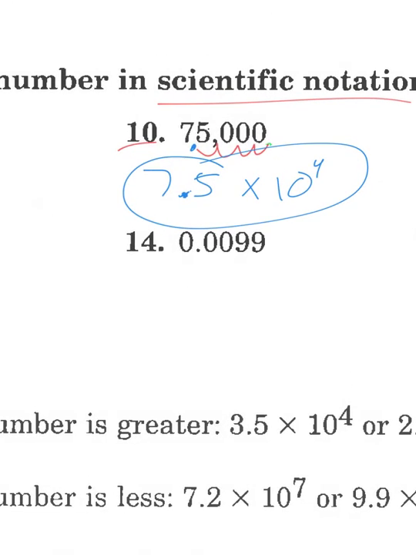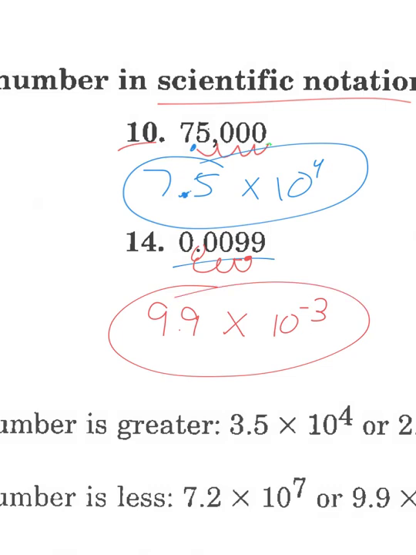Now this one's got a really, really small number, right? A number that's less than 1, 0.0099. I still need to move the decimal. Here it is. I want to move it so it's just 1 digit to the left of it, which in this case would be the first 9. So I'm going to write 9.9 times 10 to the what power? We'll have to move it 1, 2, 3 places, but to the right to make a really, really small number. So it's a negative exponent, times 10 to the negative 3rd.